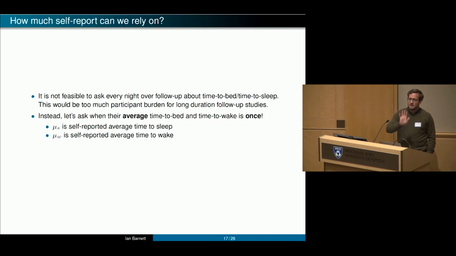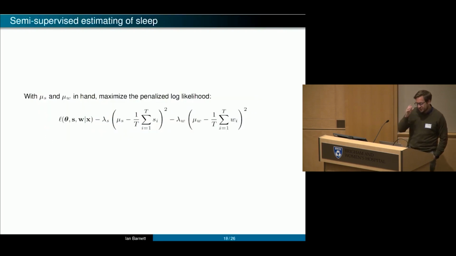I'm leaving it simple for now in terms of the notation, but you can easily also have one for weekends and weekdays, and if you want to get even finer than that. But the point is, if you have this self-reported average time to wake and sleep, how can we incorporate that and fix our naive approach and adjust for this overestimation?